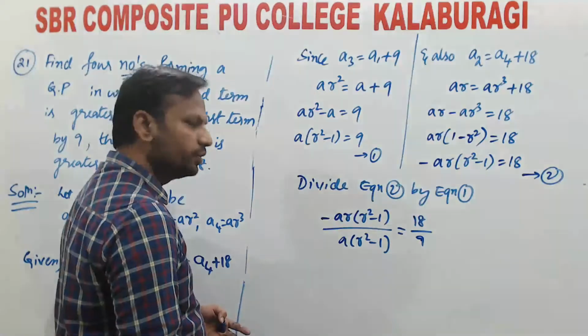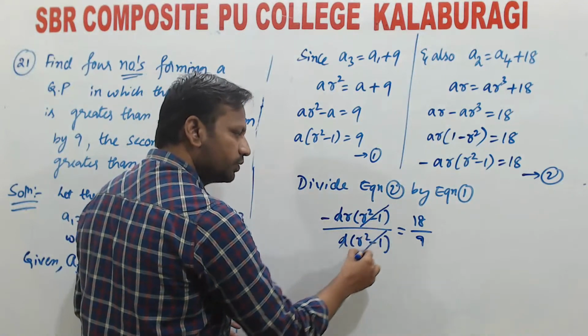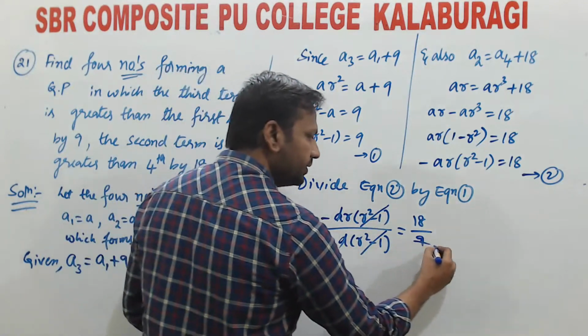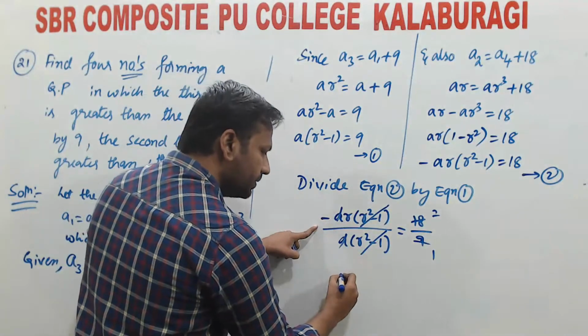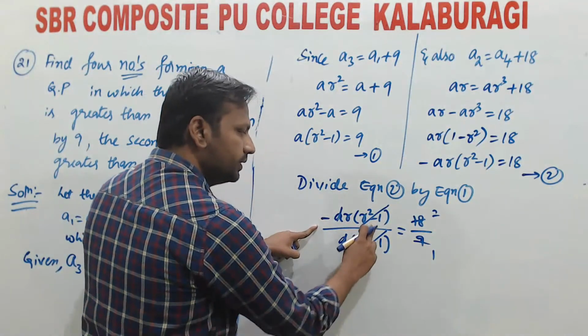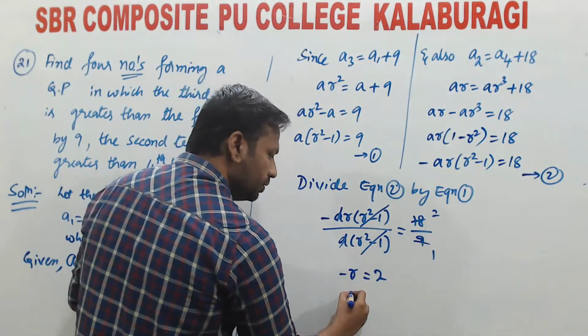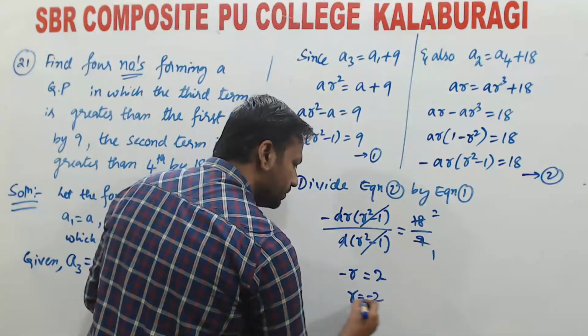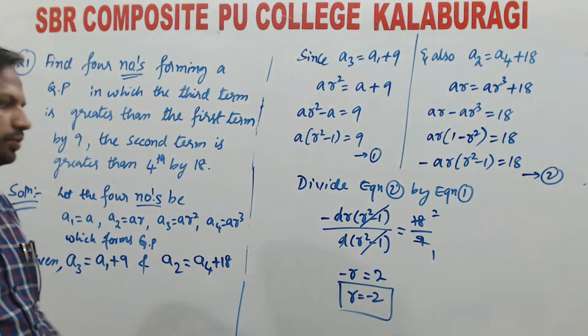See what cancels here, students? A cancels, r square minus 1 cancels. Here 9 ones are 9, 9 twos are 18. What remains here? Minus r remains. This cancels, equal to 2 by 1, which is 2. So r is equal to how much here? Minus 2. Got it now?